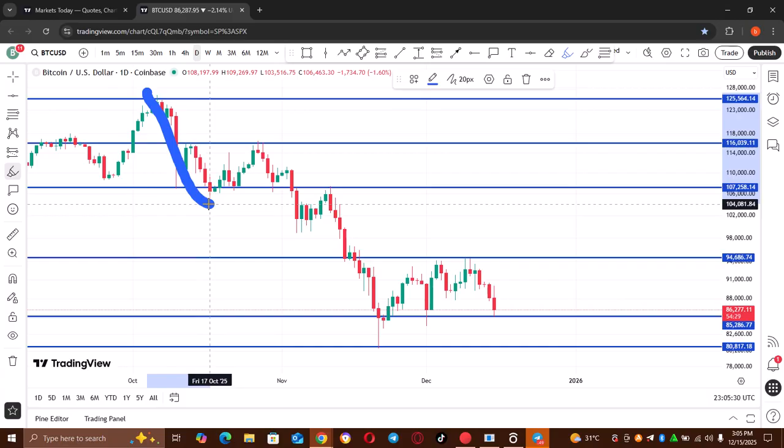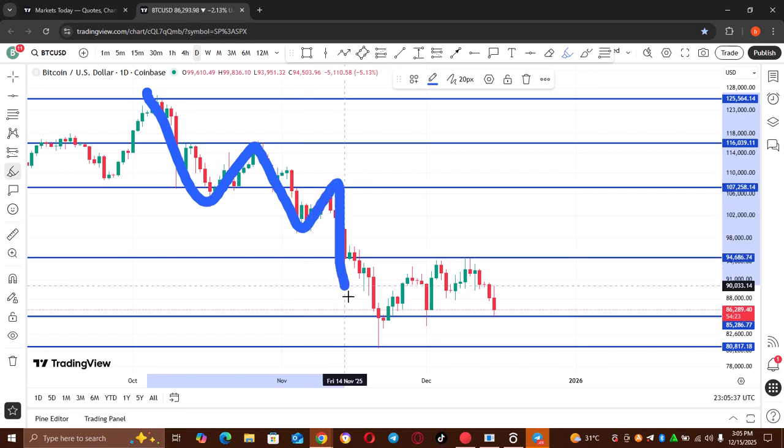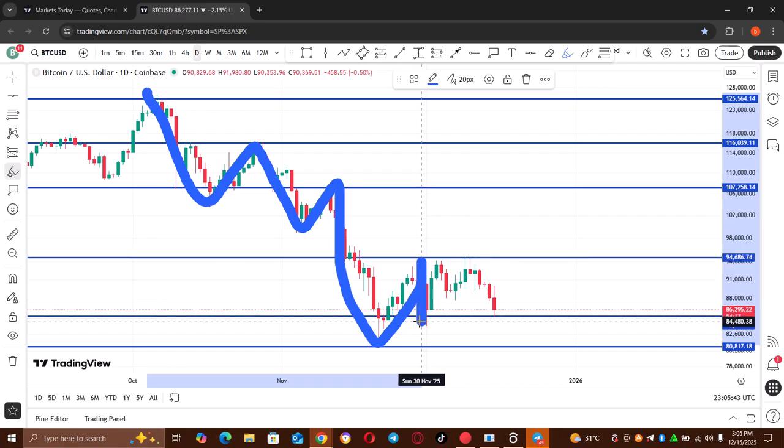Are you fired up? Market pullback, we have the high. We have the lower low. We have the lower high. We have the lower low. We have the lower high. Now market is currently failing to give us another what? Lower low.